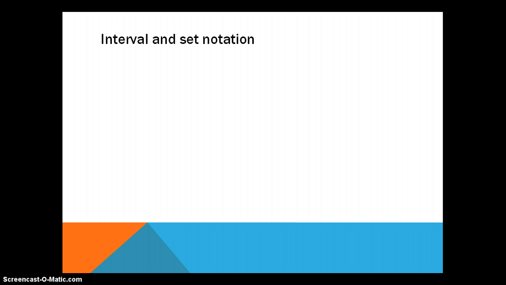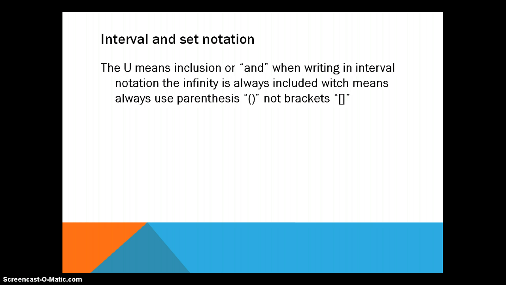In interval and set notation, the U means union or and. When writing interval notation, infinity is never included, which means always use parentheses, not brackets. We use brackets when we do include an endpoint.